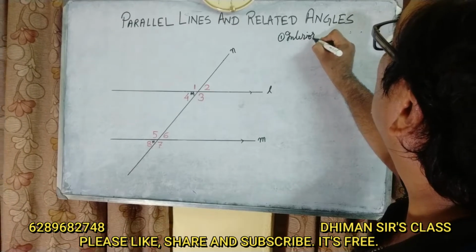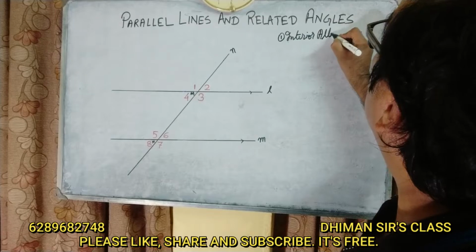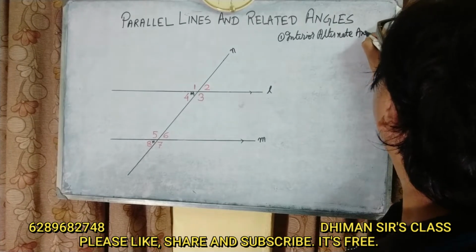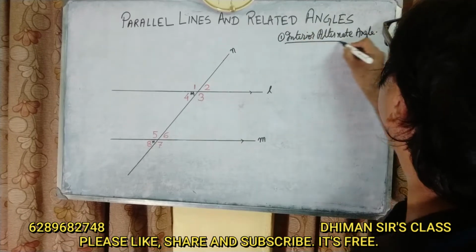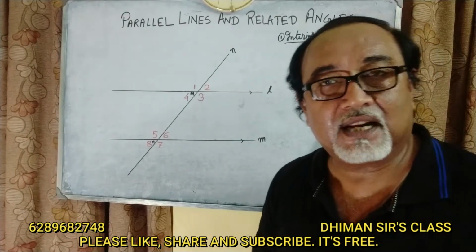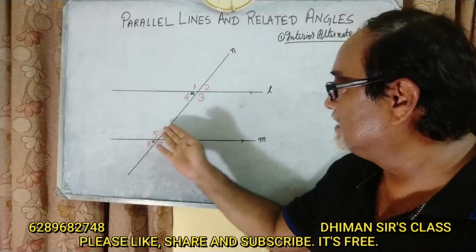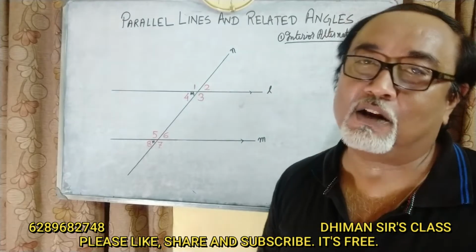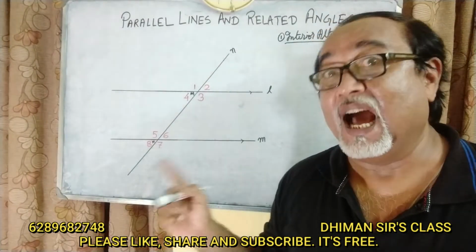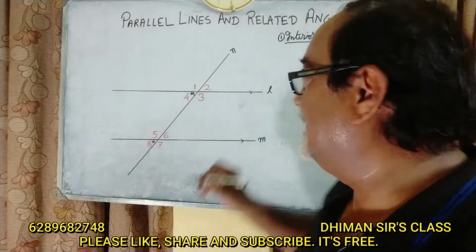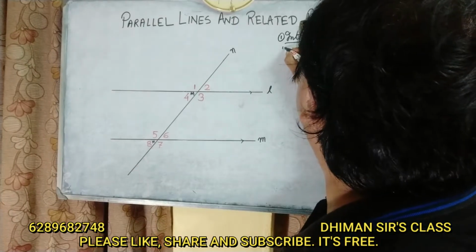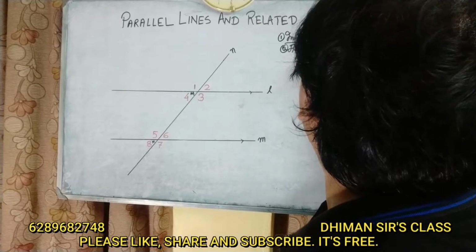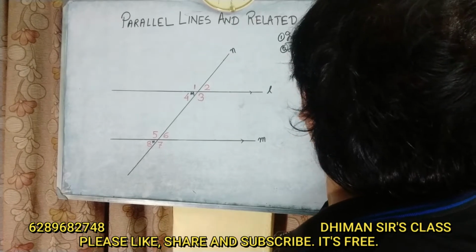interior alternate angles. That means we are starting with interior alternate angles, meaning alternate angles that are inside the parallel lines. Interior alternate angles are equal. The first property: interior alternate angles are equal to each other.